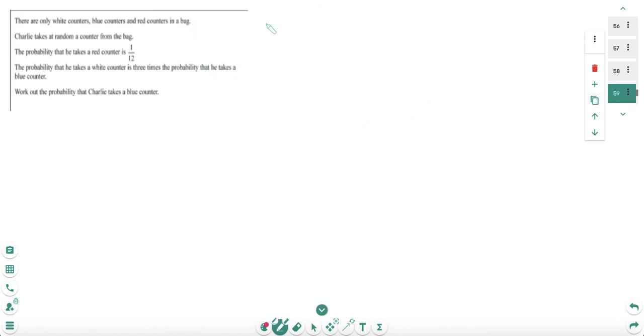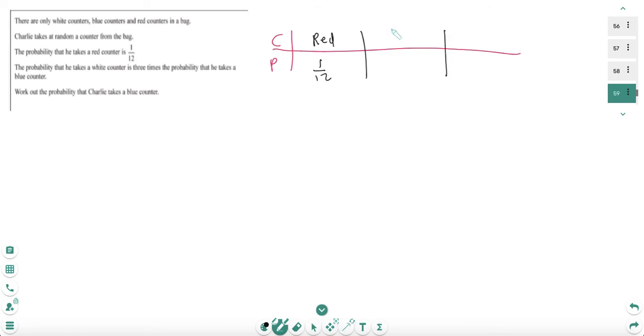Alright, so let's draw a little table. So there's a counter and a probability. We know the probability of a red counter is 1/12. And we're trying to find out the probability of a white counter and blue counter. Now, we know that the probability that he takes a white counter is 3 times greater than the blue counter. So in this part here, we're going to have to do some expressions, okay?